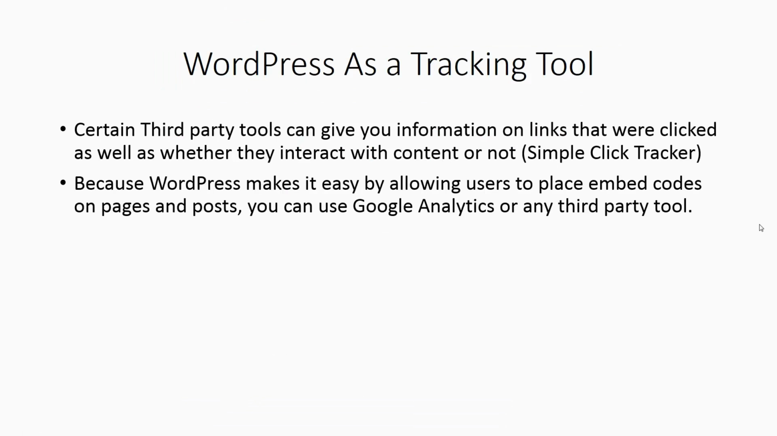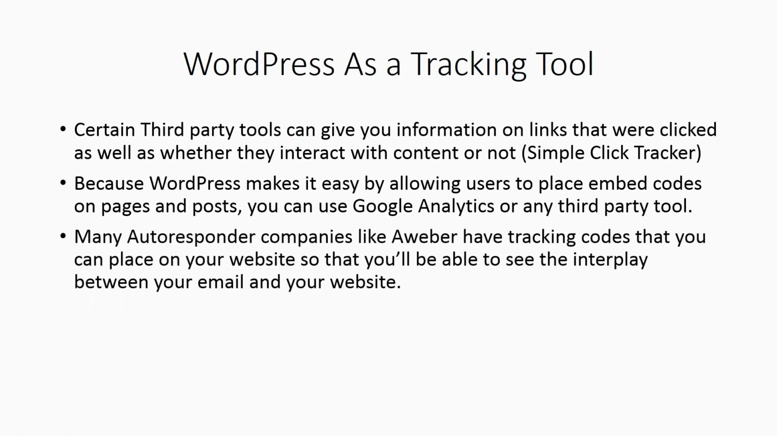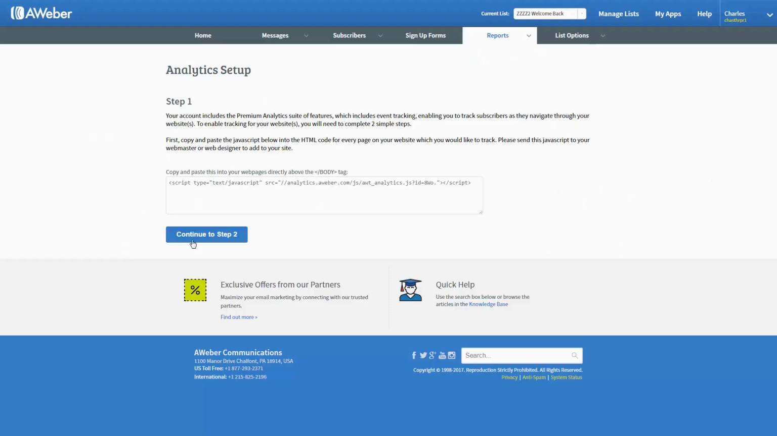Now, because WordPress makes it easy by allowing users to place embed codes on pages and posts, you can use Google Analytics or any third-party tool. Now, many autoresponder companies like Aweber have tracking codes that you can place on your website so that you'll be able to see the interplay between your email and your website. And they make the code available in their reports area.